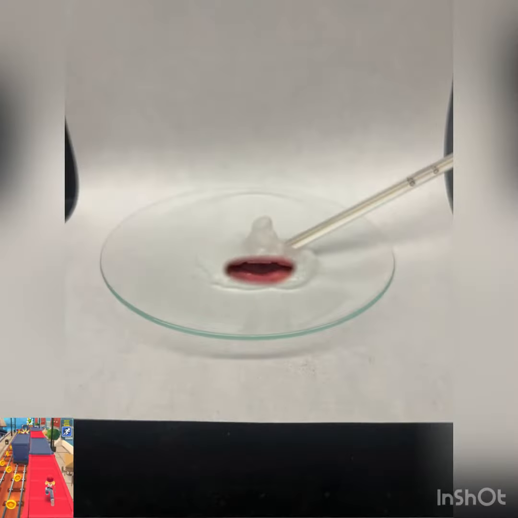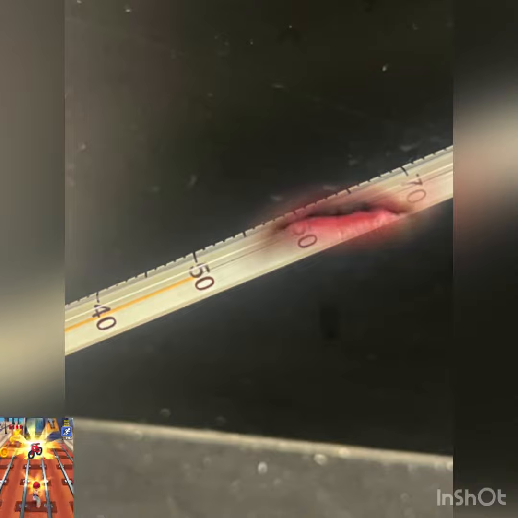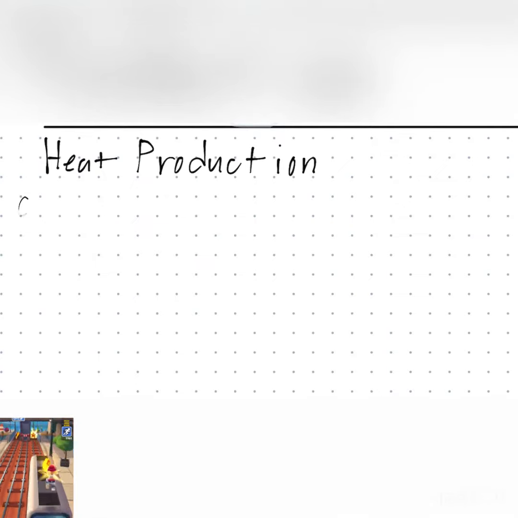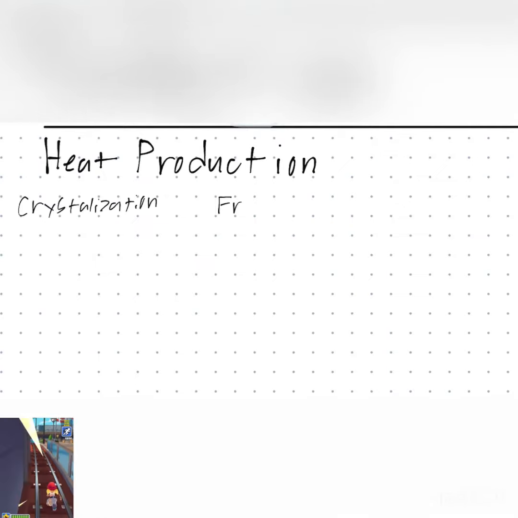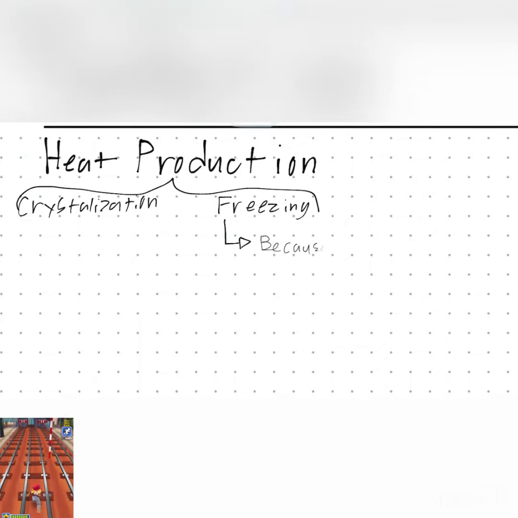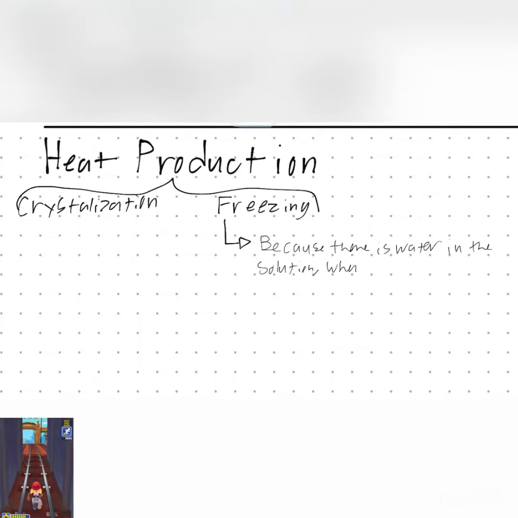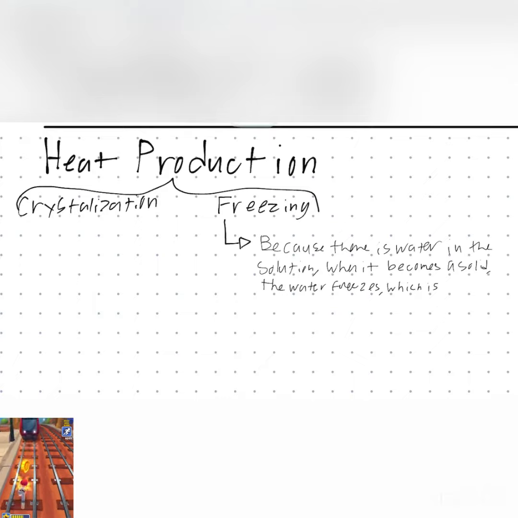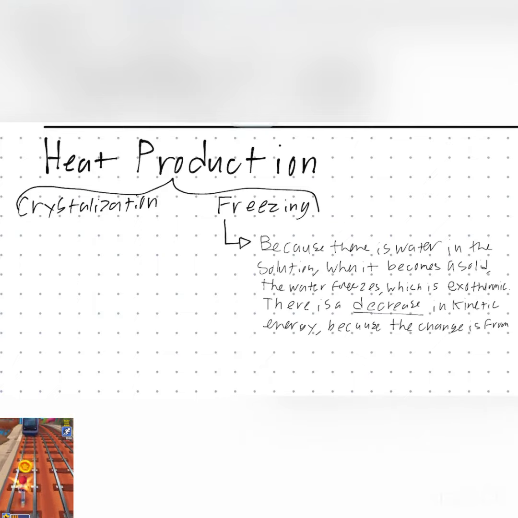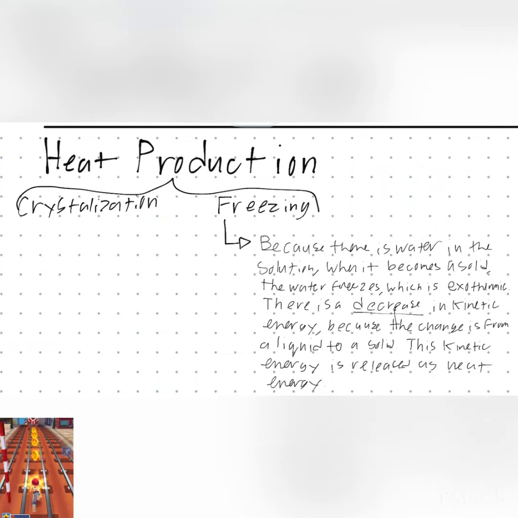Heat production comes from both crystallization and freezing. In this, because there is water in the solution, when it becomes a solid, the water freezes, which is exothermic. There is a decrease in kinetic energy because there's a change from liquid to solid. This kinetic energy is released as heat energy.